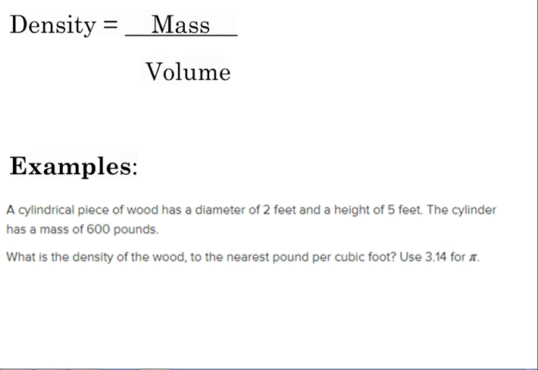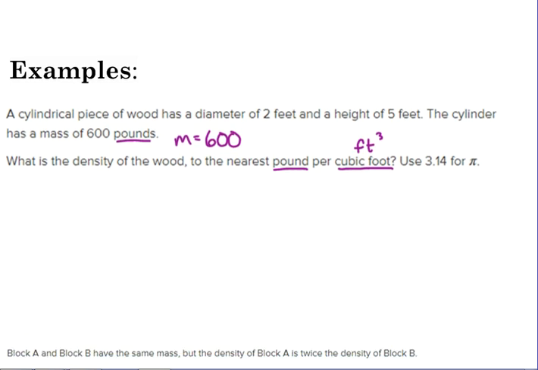Use 3.14 for pi. So the first thing that I notice is if they tell me to use 3.14 for pi, that probably means somewhere in the problem I'm going to need to use pi, right? All right, so let's look at the units of density. It says nearest pound, so that's good. Our mass is in pounds, so M equals 600. We've got that part. Per cubic foot, so that's foot cubed, okay? So that means that's our volume. They did not give us the volume in this problem, but they gave us enough information to figure out the volume. So first of all, they tell us it's a cylindrical piece of wood.